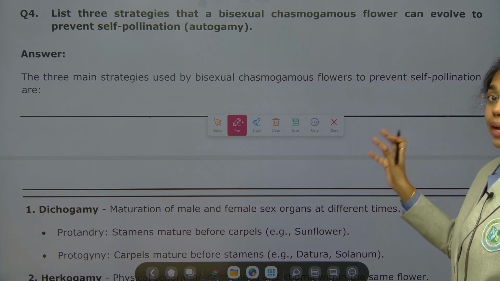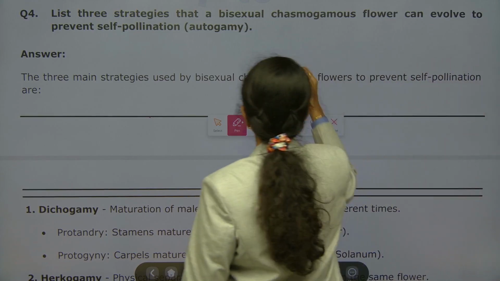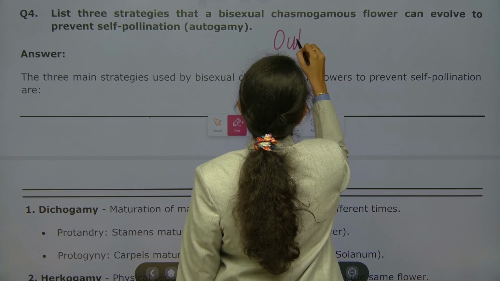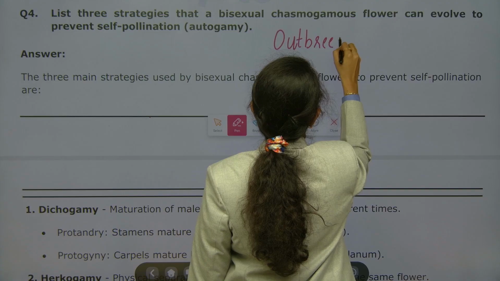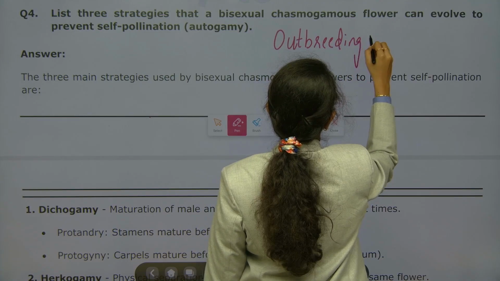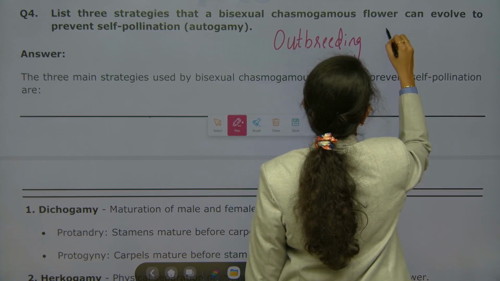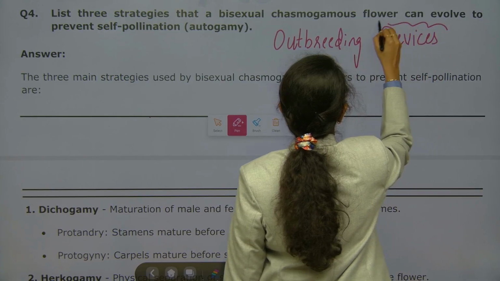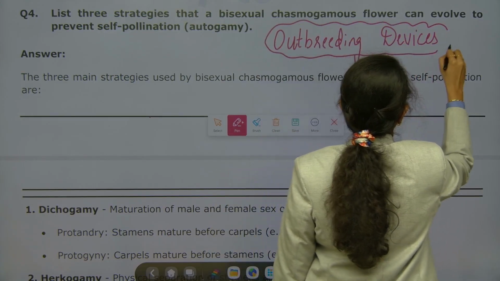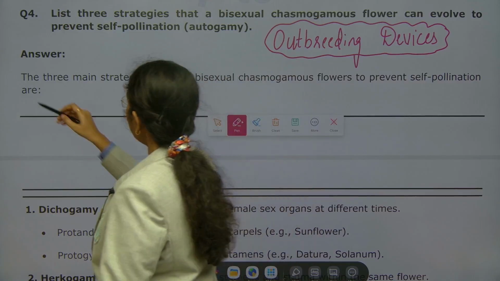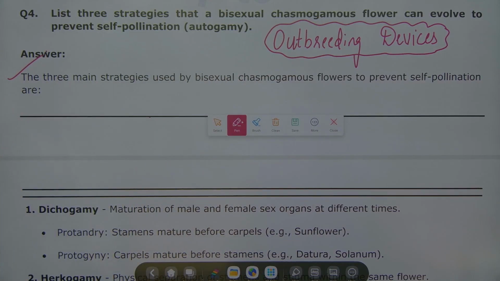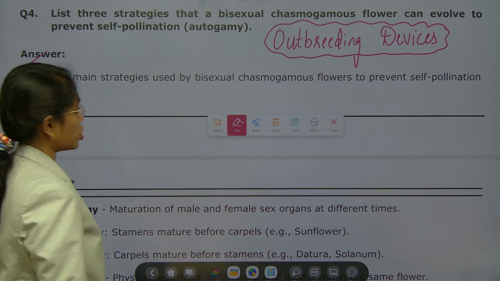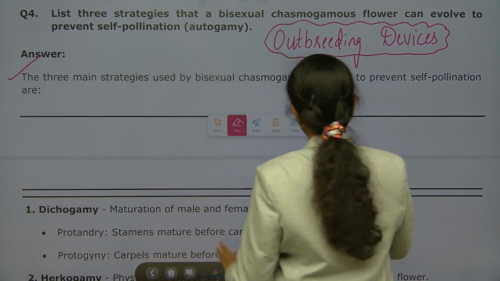Now we have to highlight what? Outbreeding devices, which is an important concept for your NEET as well. Fine, right? Outbreeding devices. So here we go. The 3 main strategies used by bisexual chasmogamous flowers to prevent self-pollination. What are the 3 main strategies?